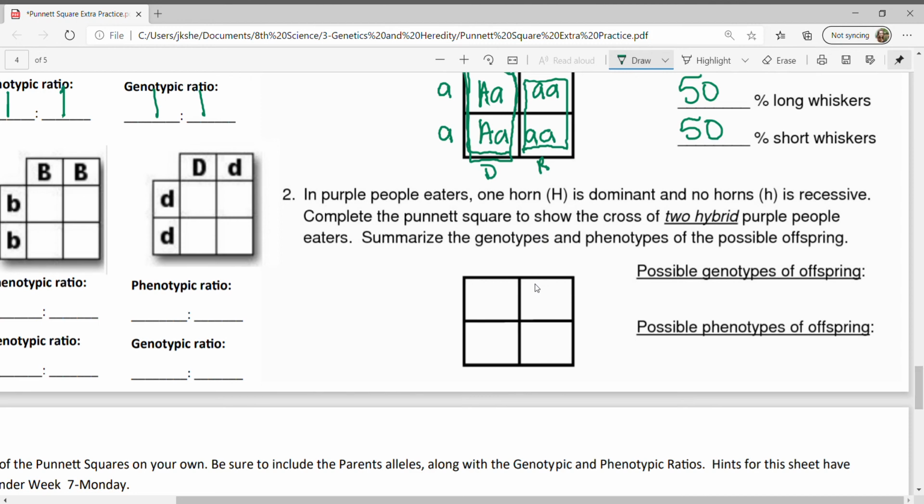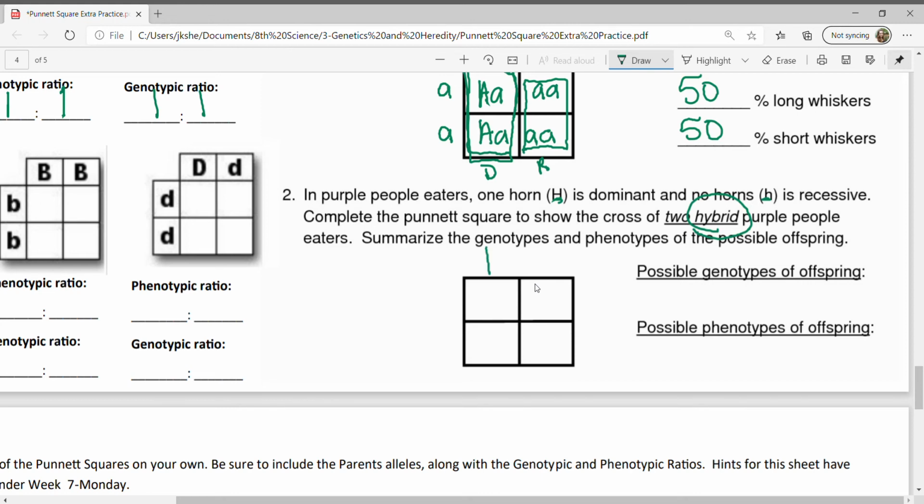The next one says, in purple people eaters, one horn, H, is dominant and no horns, or the recessive allele, is recessive. Complete the Punnett square to show a cross of two hybrid purple people eaters. Summarize the genotypes and phenotypes of the possible offspring. So when we see this word hybrid, hybrid is synonymous with heterozygous.